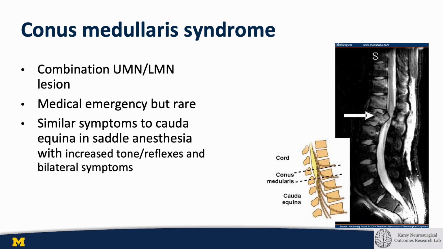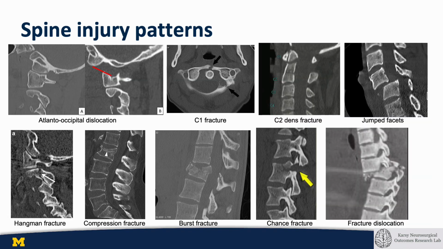So conus medullaris syndrome is another entity that describes compression of the conus medullaris at L1, and this is similar to cauda equina, but it has more bilateral features. Some various spine injury patterns are shown here.